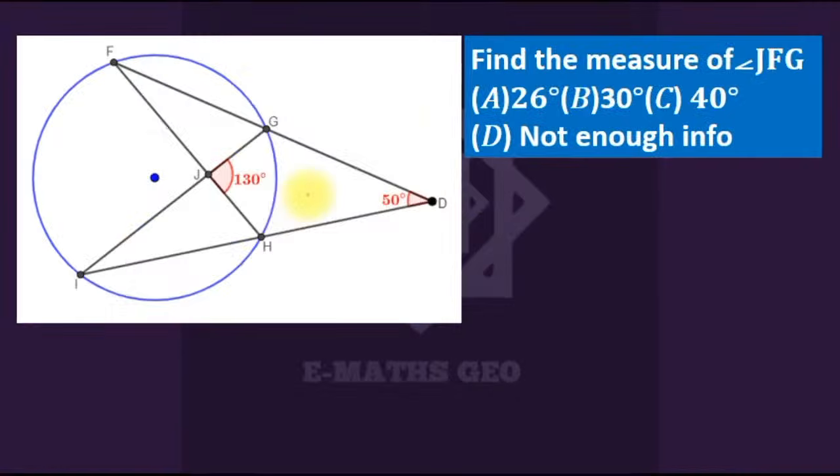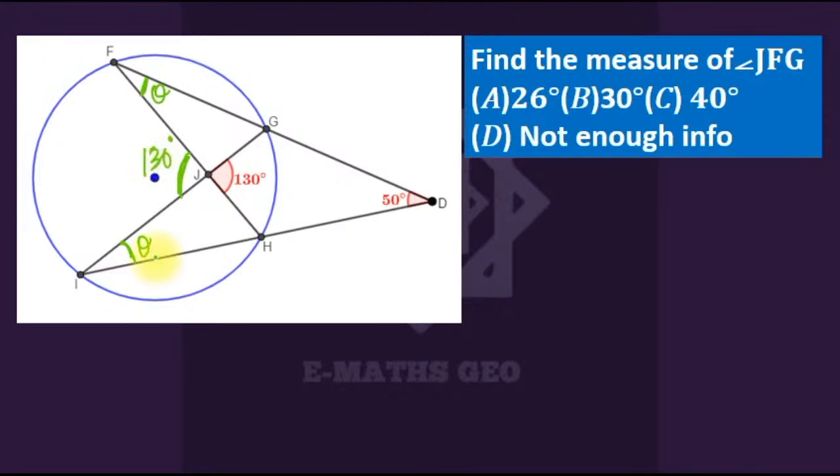Okay, we're asked to find the measure of JFG. So let's call it theta. By Bell's theorem, this is also theta because we have the same intercepted arc GH. So again, there is a theorem. This is 130 degrees. Yes, by vertical opposite angle.